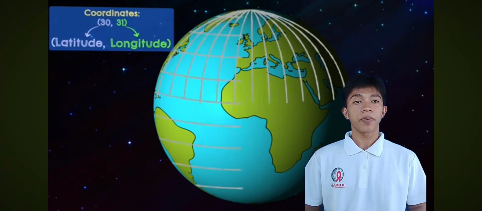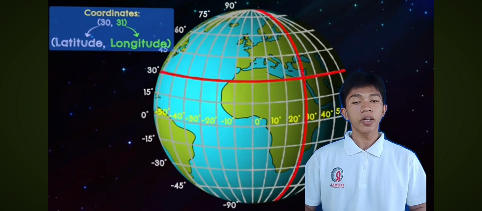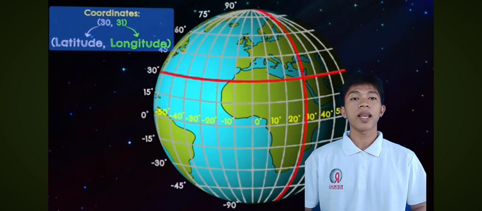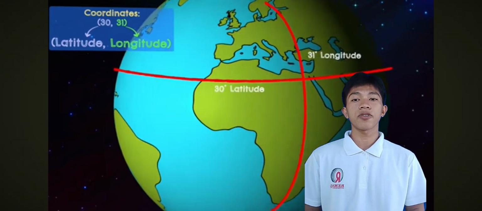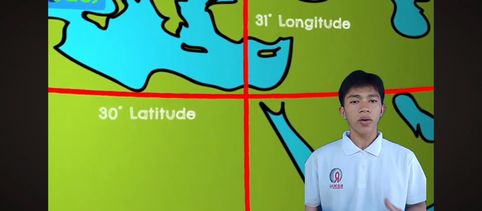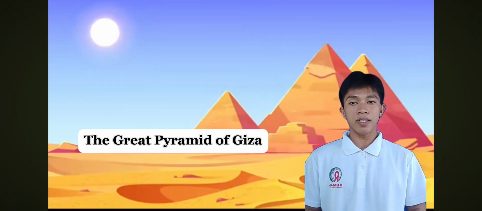Okay, now, let's use the latitude and longitude to locate places on the map. The latitude and longitude position of any place on Earth is called coordinates, with the latitude shown first and the longitude shown second. So if I ask you to locate a place on Earth with the coordinates of 30 and 31, you will find the latitude at 30 degrees and a longitude at 31 degrees. And where these two lines meet is our mystery place, the Great Pyramid of Giza.